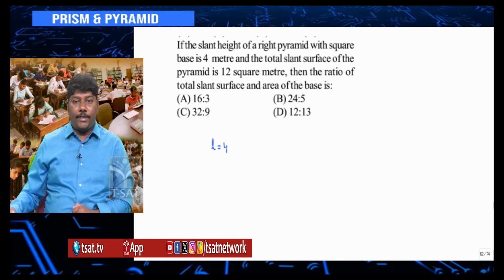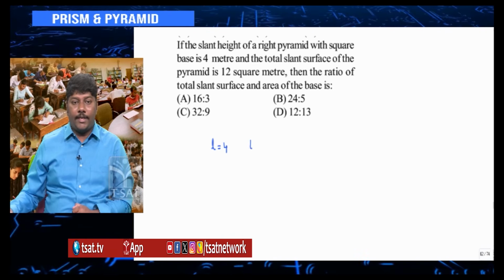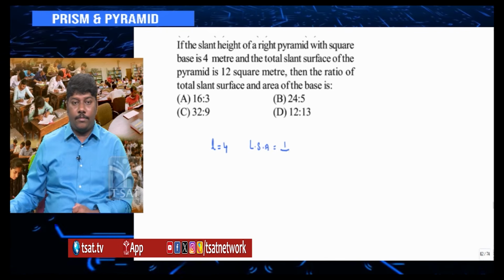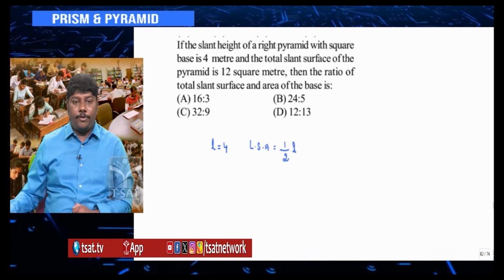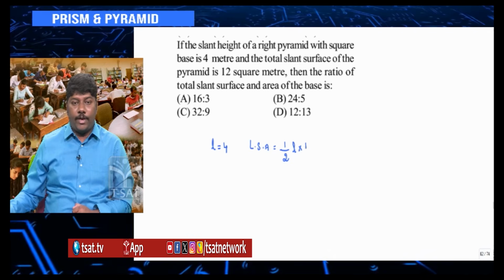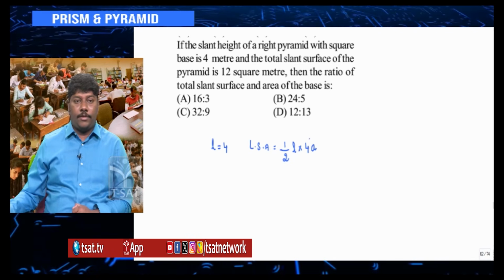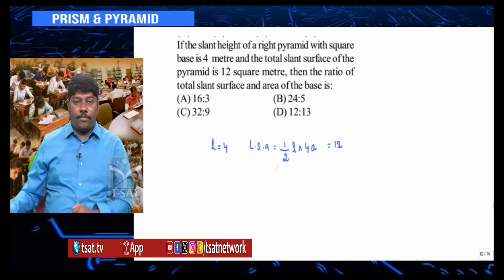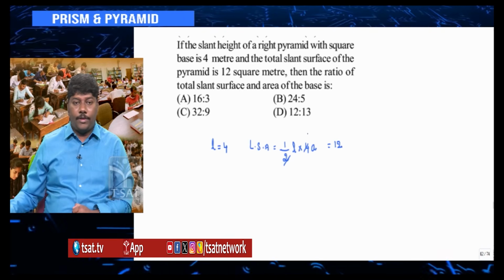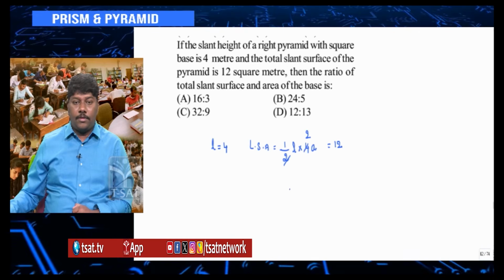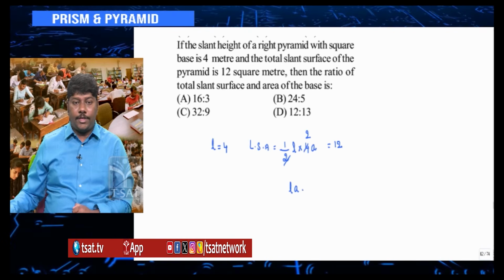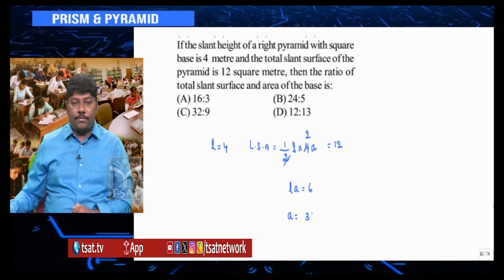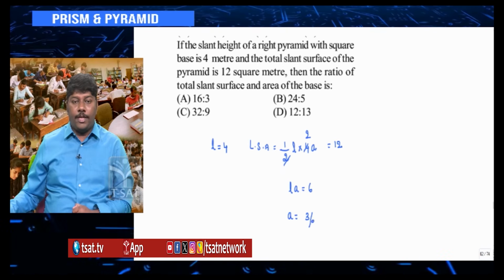Total slant surface area, slant surface means lateral surface area, is half into slant height into base perimeter. Base perimeter is 4a, so half into 4 into 4a is equal to 12. So, cancel, 2 into 4a, 1s are 2s are. So, a is equal to 6 by 4, which is 3 by 2.